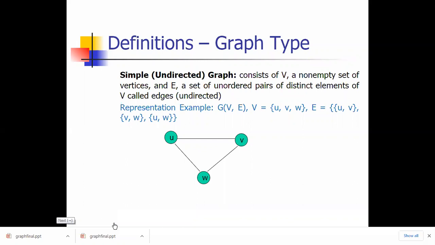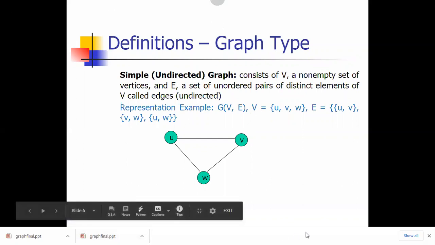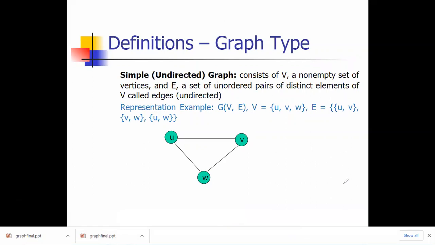Fine. So you might be thinking about that. Let's say your first sem examination is coming up, isn't it? So okay, now our point is what? Simple undirected graph. So simple undirected graph means what? It consists of V, a non-empty set of vertices, and E, a set of what? A set of unordered pairs of distinct elements of V called edges.